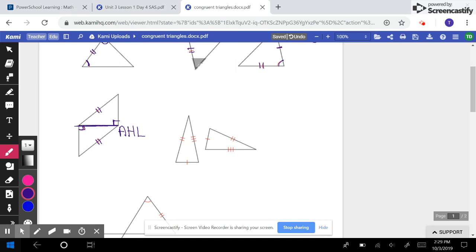On the next set of triangles, we can see that all three sets of triangle sides are congruent. Because of that, we can say these two triangles are congruent because of side, side, side.